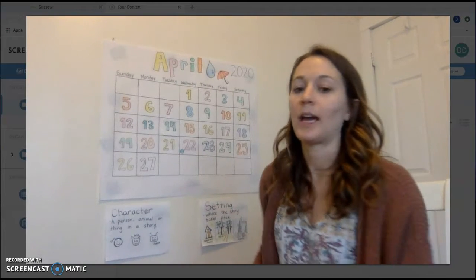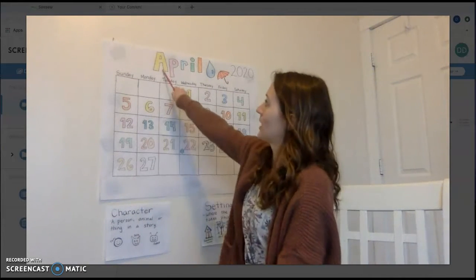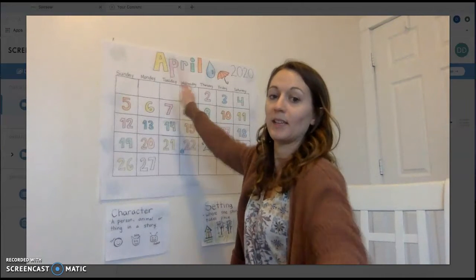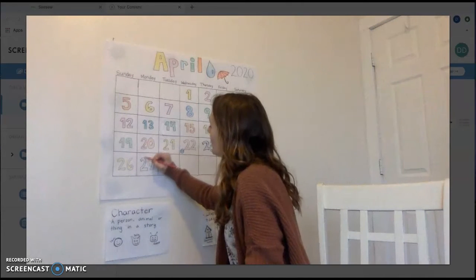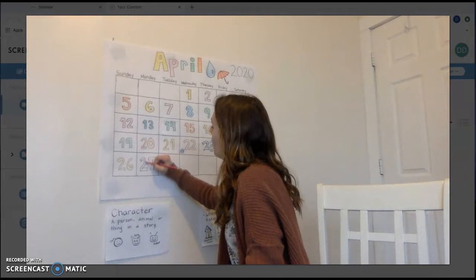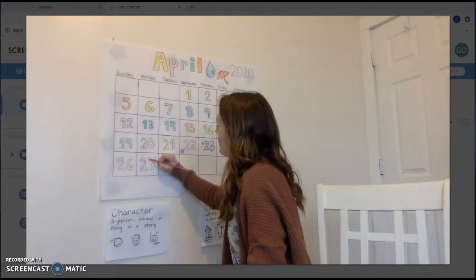Now, if I look at my pattern, yesterday's was yellow. What comes after yellow? If you said pink, you are correct, because our pattern is yellow, pink, blue, green, orange. So I'm going to color that in with pink.